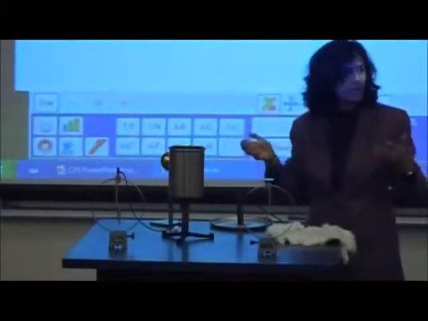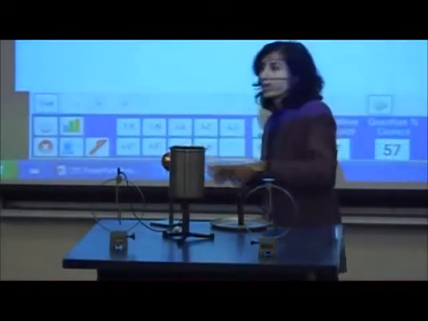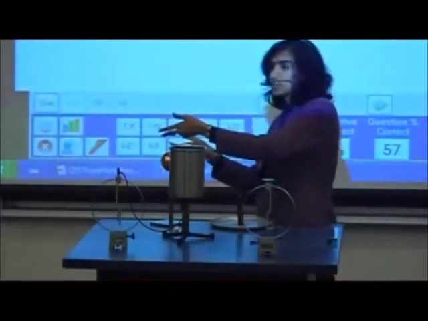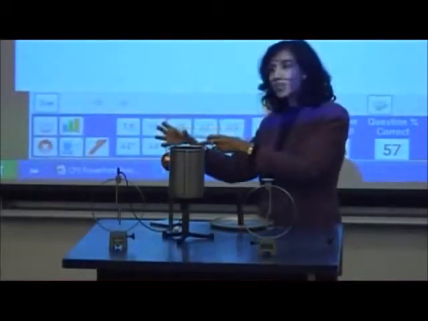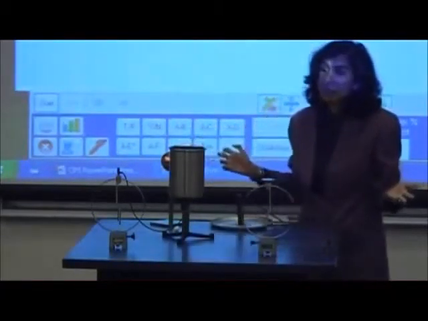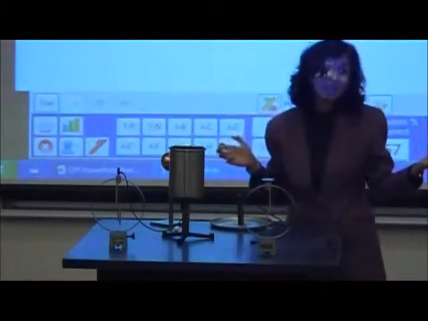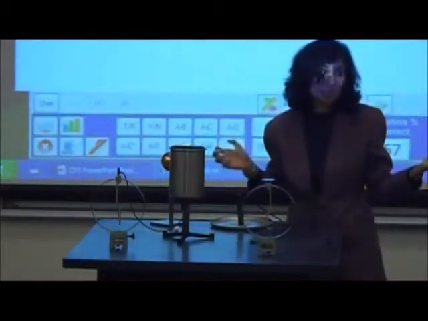If you walk on the rug a lot, your body picks up charge just by this rubbing, and your body has a lot of charge. Now you touch the doorknob, you see the spark. That means the air between your hand and the doorknob has gotten ionized, because the electric field due to the charges on your hand may have exceeded that breakdown field of 3 × 10⁶ newtons per coulomb.